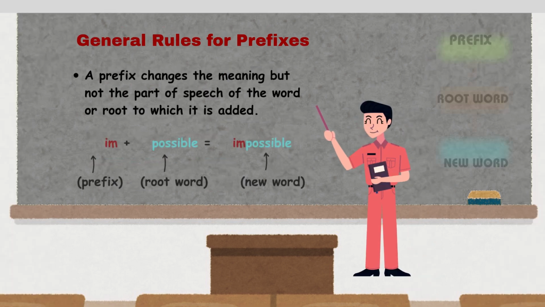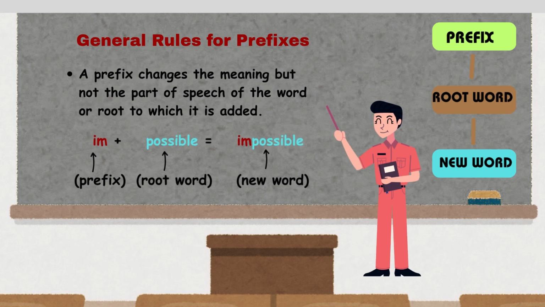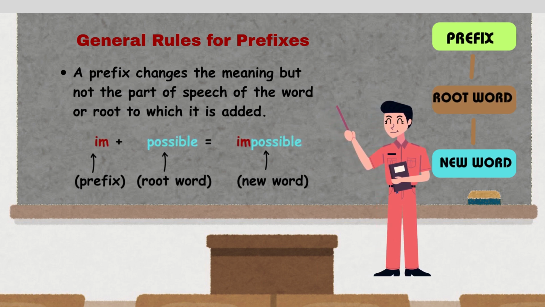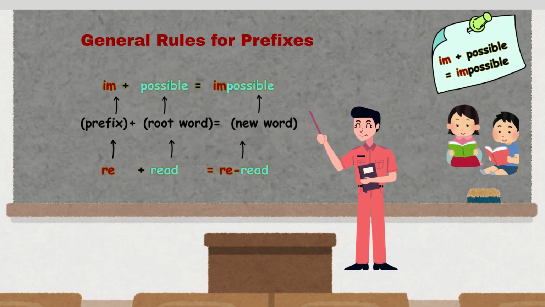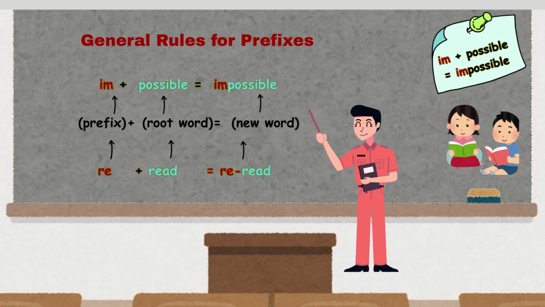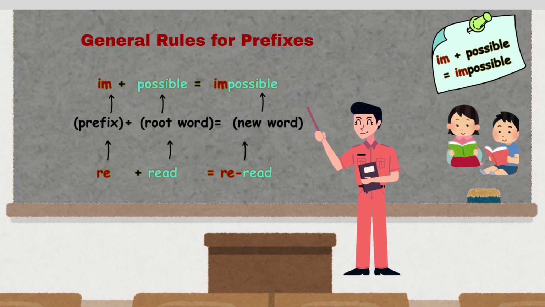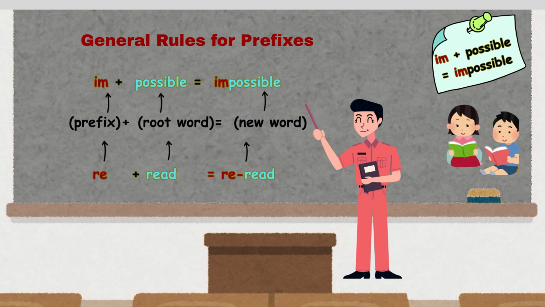A prefix changes the meaning but not the part of speech of the word or root to which it is added. Look at this example. Im plus possible equals impossible. In this example, possible is a root word, but when im, which is a prefix, is added before that root word, a new word with a combined meaning is formed with a different meaning. Look at another example.